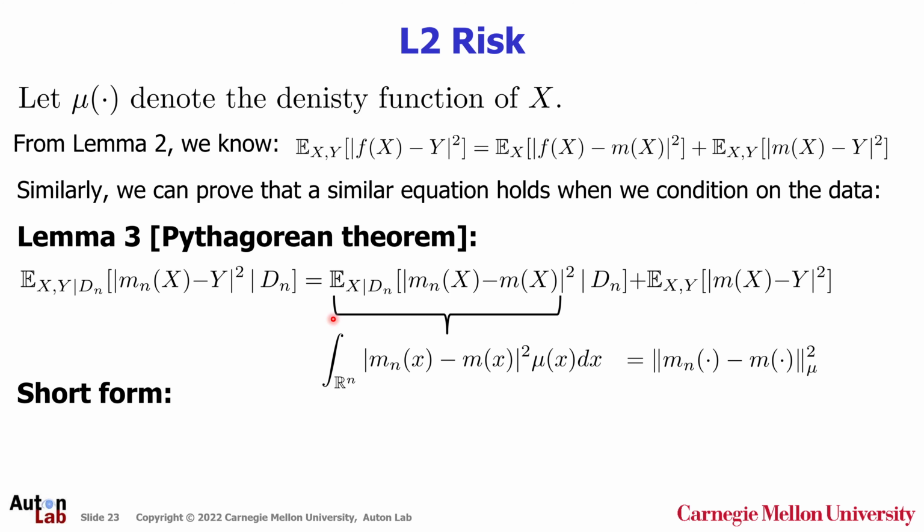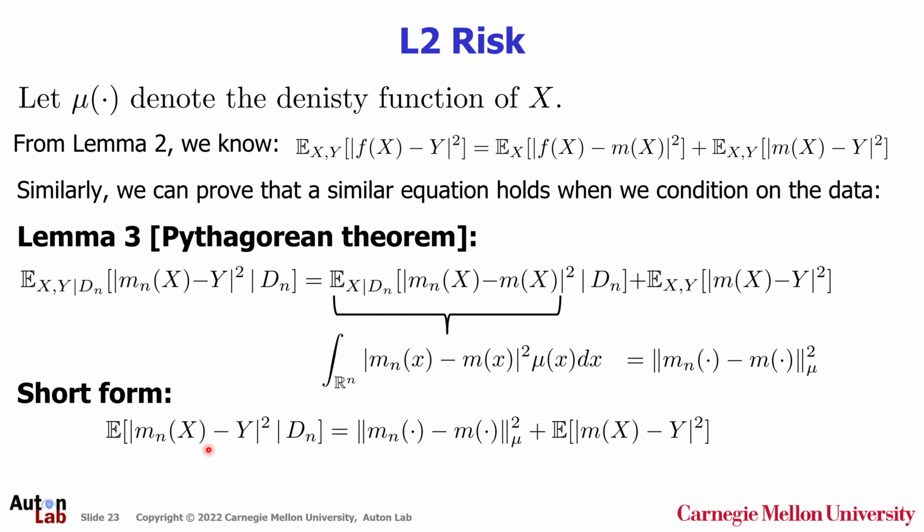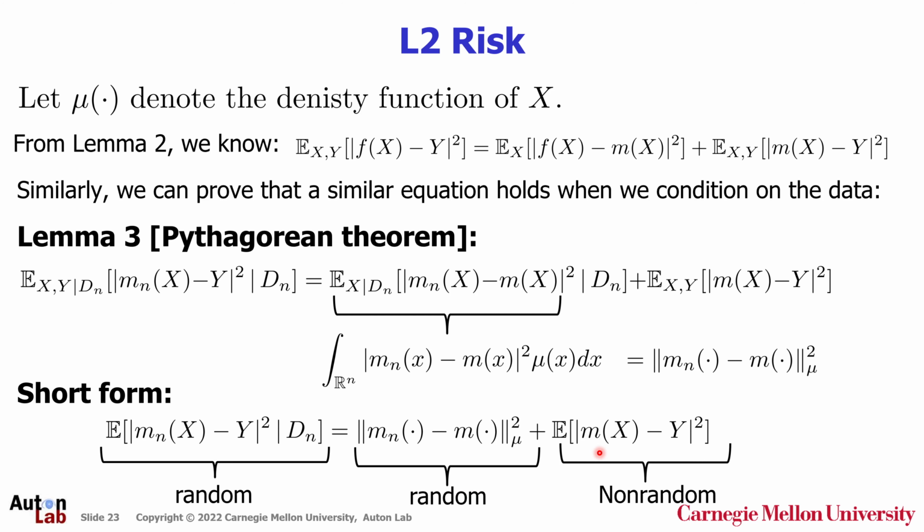Sometimes we just write this decomposition in a shorter form, namely we just use this notation. Since we condition on Dn, this term will be a function of the training data set Dn, and therefore it's a random variable. In this term, the regression function mn also uses the training data set Dn, therefore it's also a random variable. However, this last term doesn't depend on the training data set Dn, and we take expectation with respect to x and y, and therefore it's a non-random quantity.